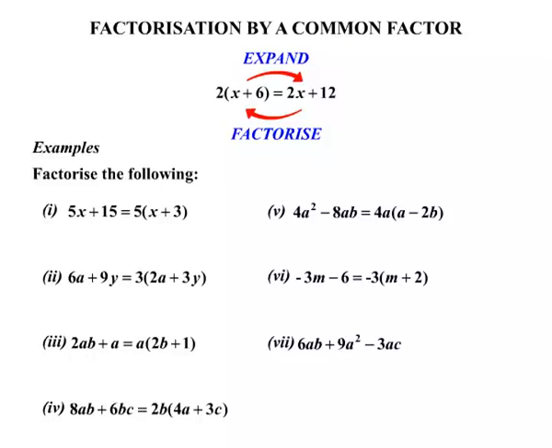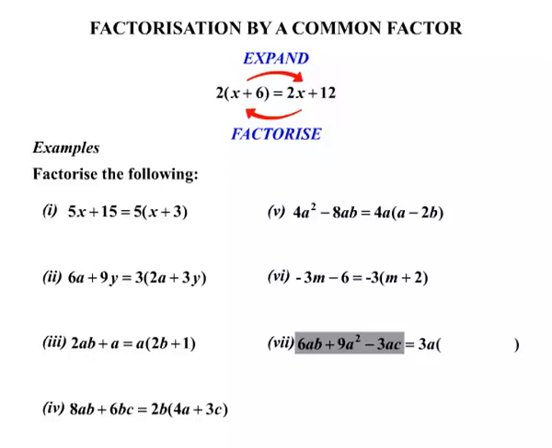Example 7, 6ab plus 9a squared minus 3ac. Now to factorize that, we need to find a common factor in every term, not just the first two or the second two. It's got to be a factor that's common to all three terms. So we can certainly see 3 would go into each term. Is there a letter that you can see that's common? Well, a is as well.